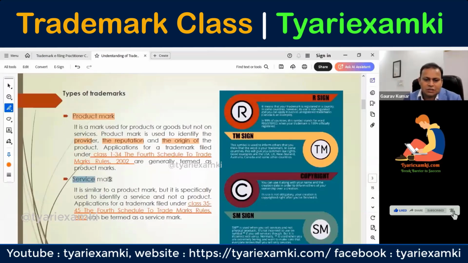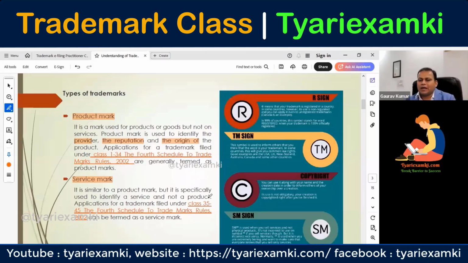Now the service mark is similar to a product mark, but it is used specifically to identify a service and not a product. An application for a trademark filed under class 35 to class 44 is known as a service mark. The Fourth Schedule of the Trademark Rules 2002 provides for the service mark.